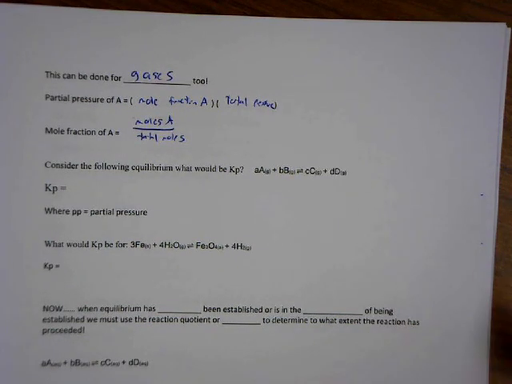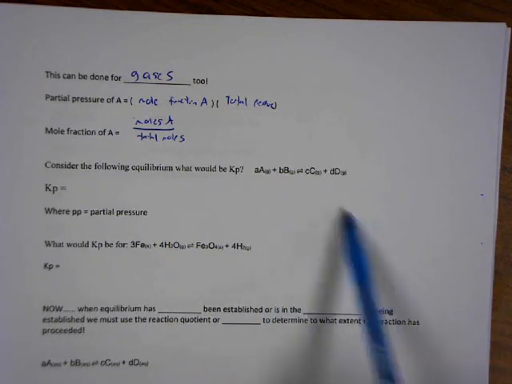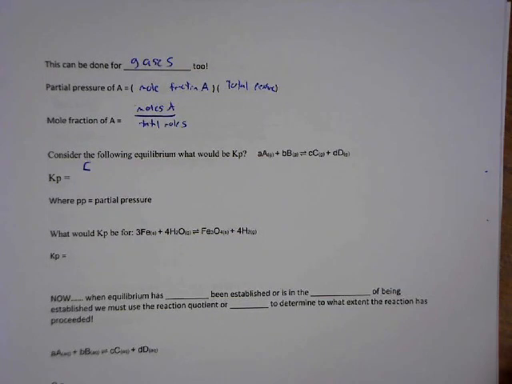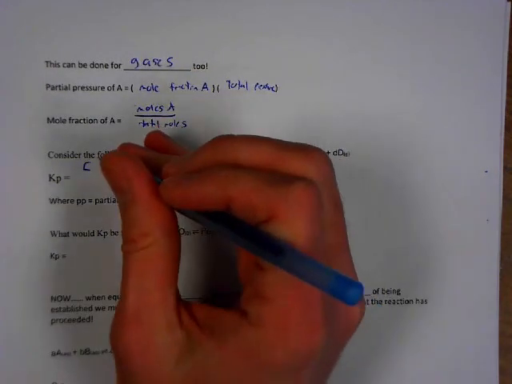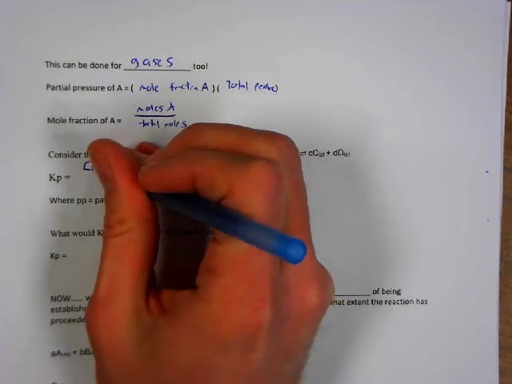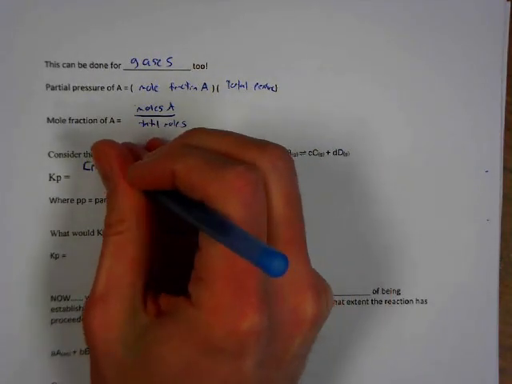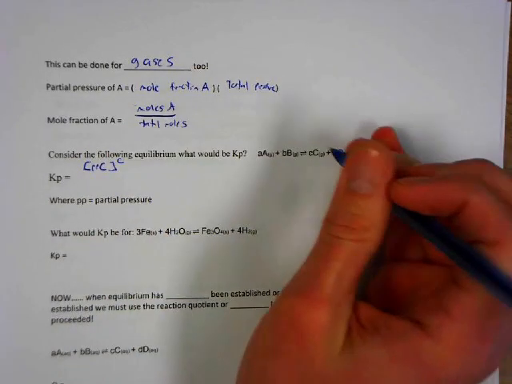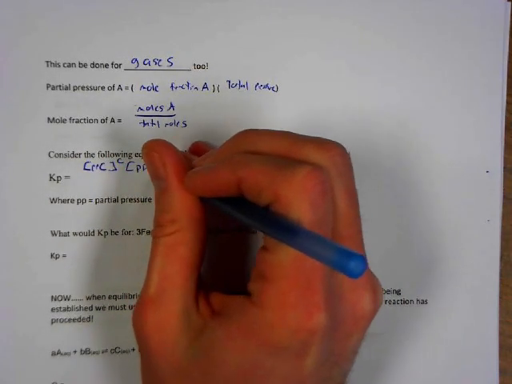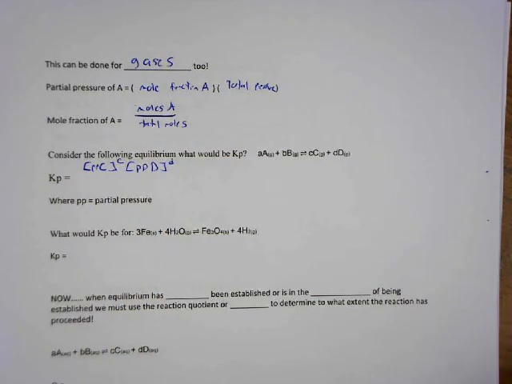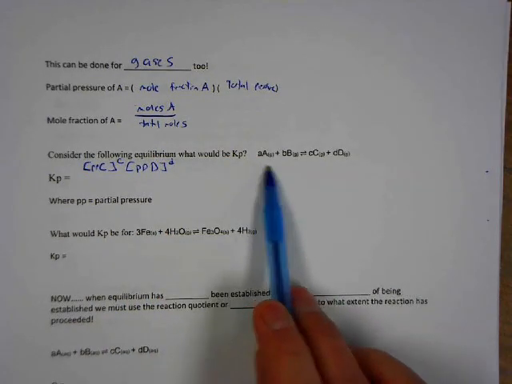So now it's asking for Kp, also known as just the K for pressure, right? So what would Kp be for this equation? Well, Kp would be the partial pressure of big C to the little c, times the partial pressure of capital D to the lowercase d.